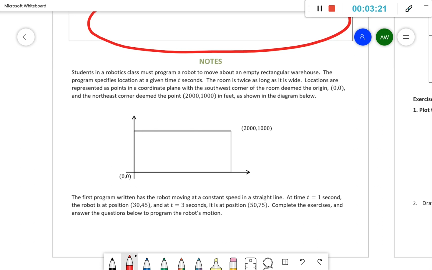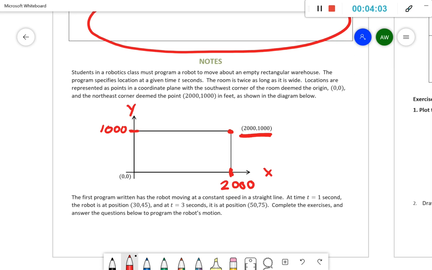Now, one really important piece of information that they tell us here is that the room is twice as long as it is wide, and that's represented by this coordinate point here, right? This corner is 2,000, 1,000. So that means down here, we're at 2,000 on the x-axis, and up here, we're at 1,000 on the y-axis. It's really important for us to remember that the x-axis is horizontal and the y-axis is vertical. All right, so let's look at what information it gives us here.